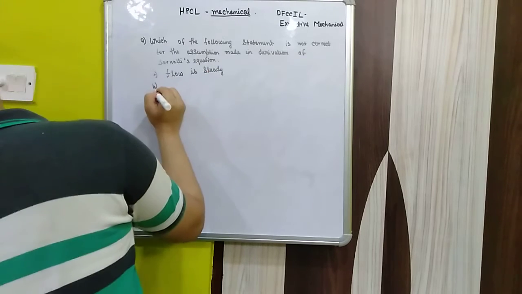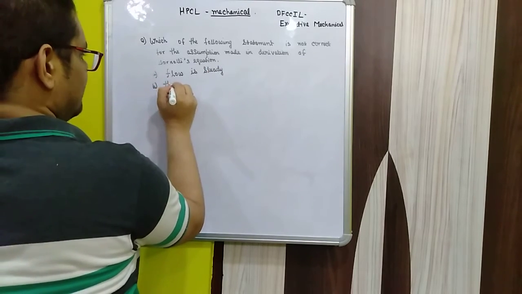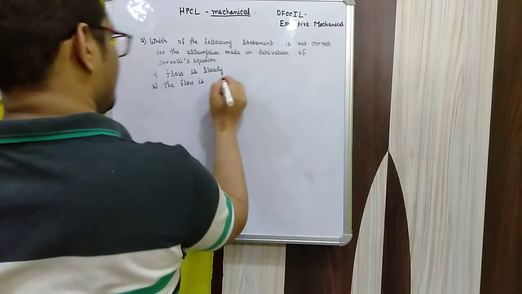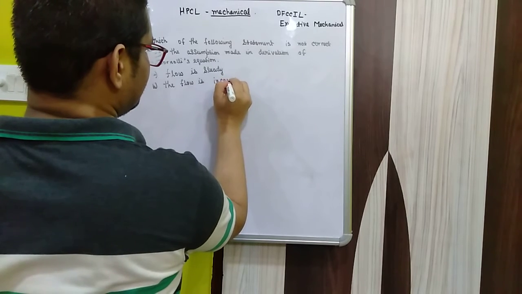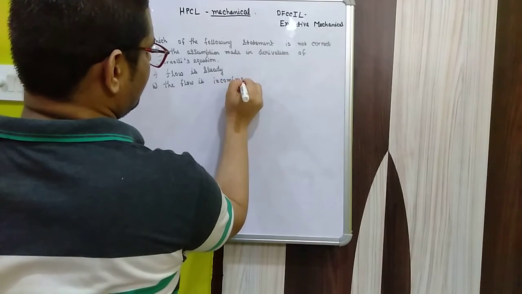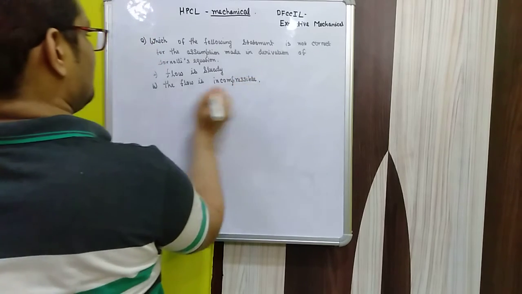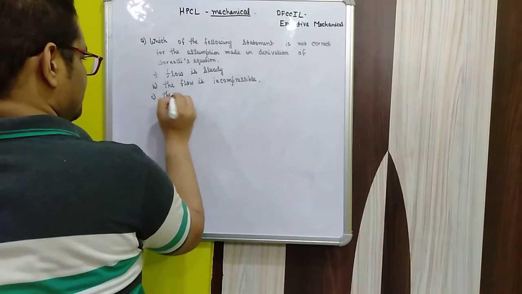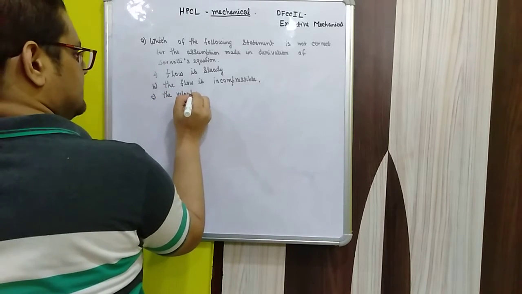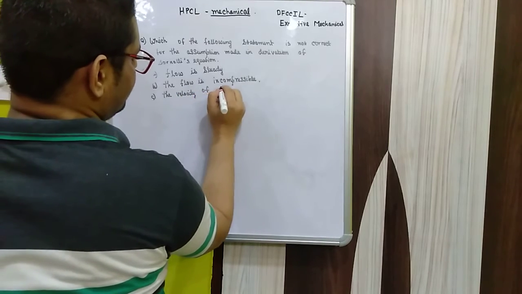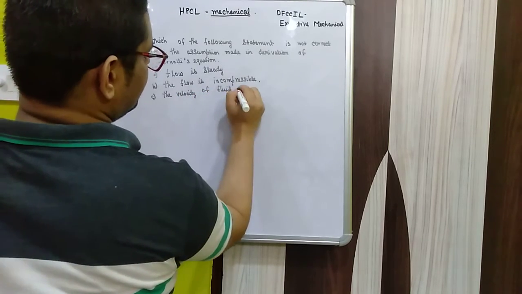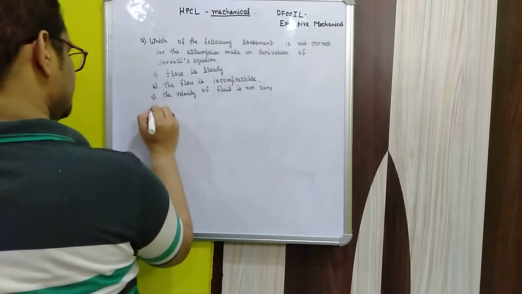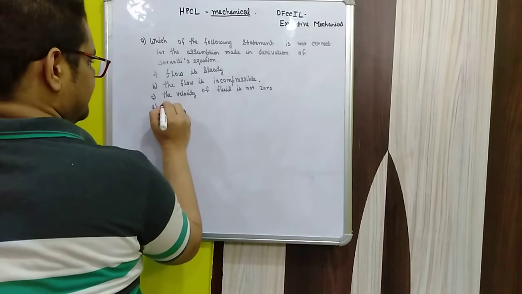Option B is the flow is incompressible. Option C is the velocity of fluid is not zero. And option D is the flow is irrotational.